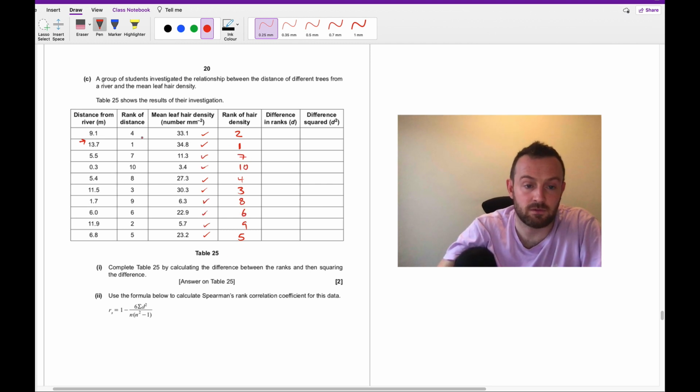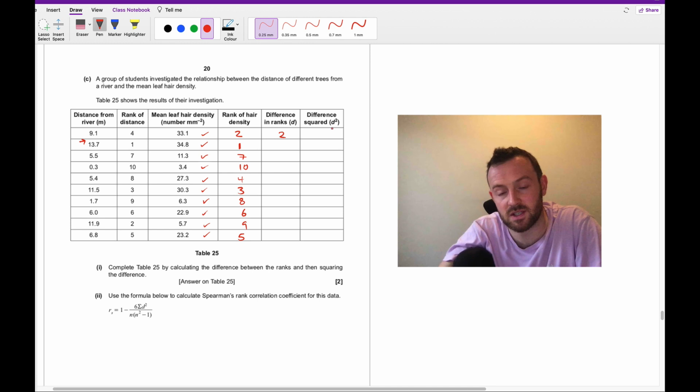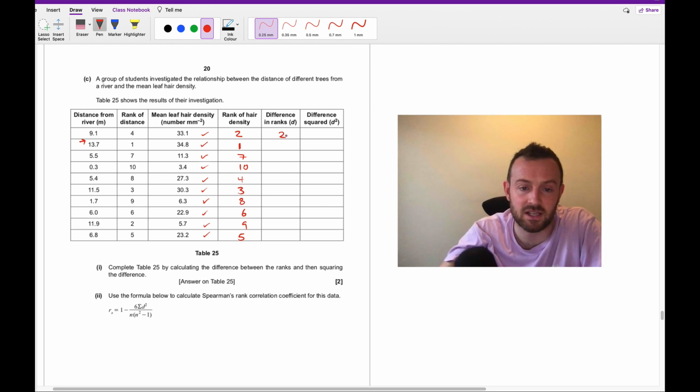Now we do the difference in ranks. 4 versus 2. The difference is 2. It really doesn't matter whether you put a minus or plus here because you're going to square it and it's going to get rid of the sign. But that's just going to be 2 there. That's going to be 0. There's no difference there. 7 to 7, there's 0 there. 10 to 10, there's 0 there. 8 to 4, there's a difference of 4. 3 to 3, 0. 8 to 9, difference of 1. 6 to 6, 0. 9 to 2, there's a big difference there. That's 7. 5 to 5, that's 0.